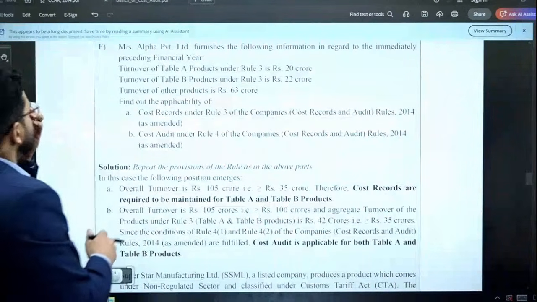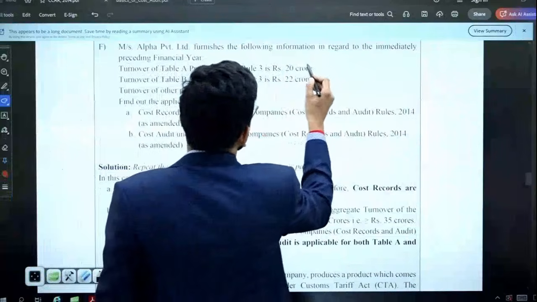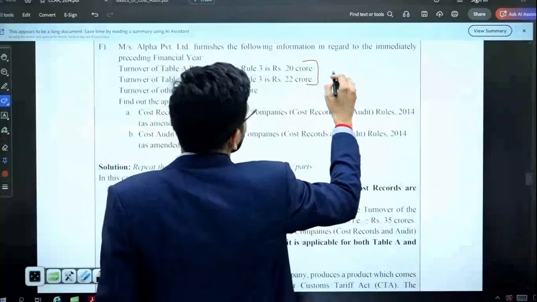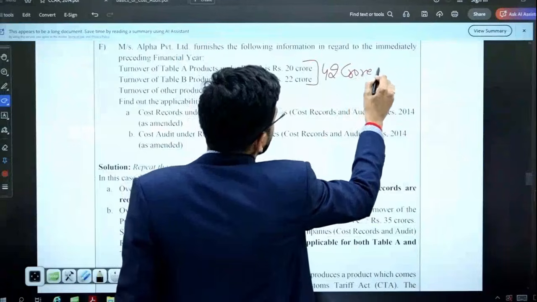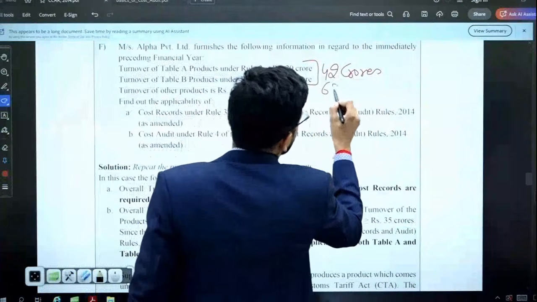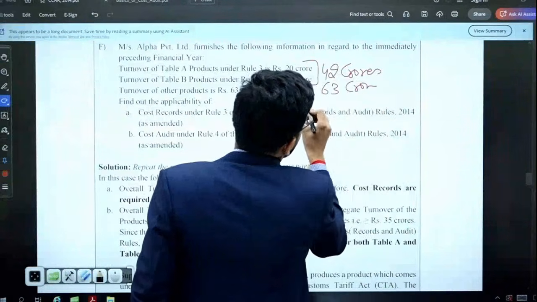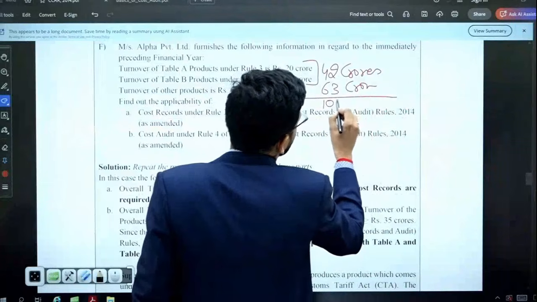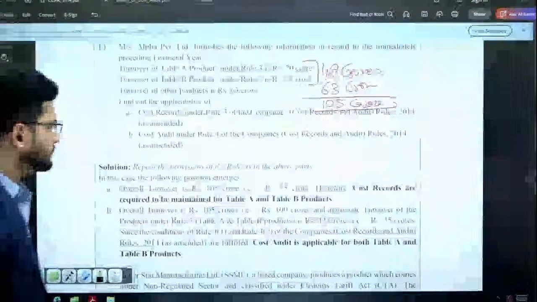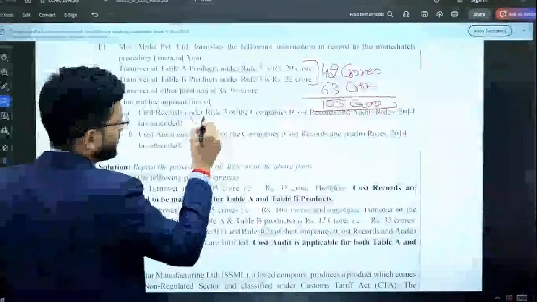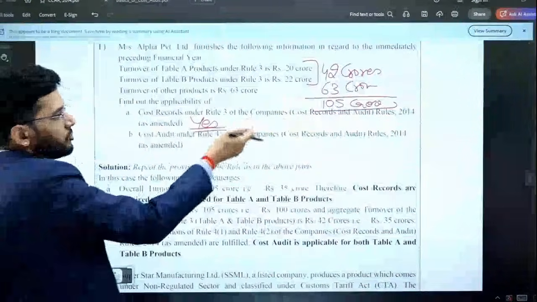Messrs Alpha Private Limited furnishes the following information. Table A 20 crore, table B 22 crores, table A and B taken together 42 crores, other 63 crores, total 105 crores. Is cost records applicable? Answer is yes, cost records is very much applicable, more than 35 crore.